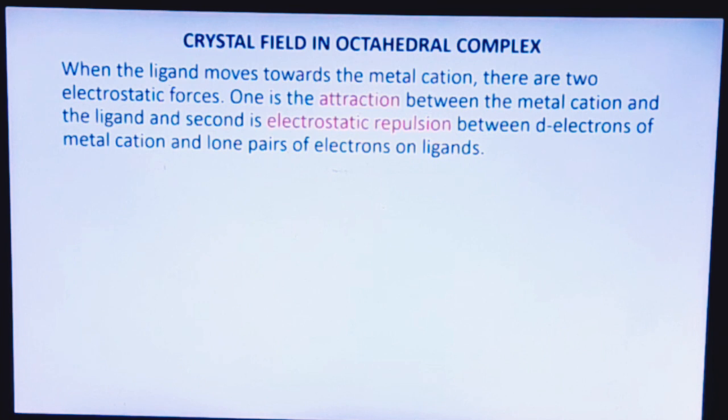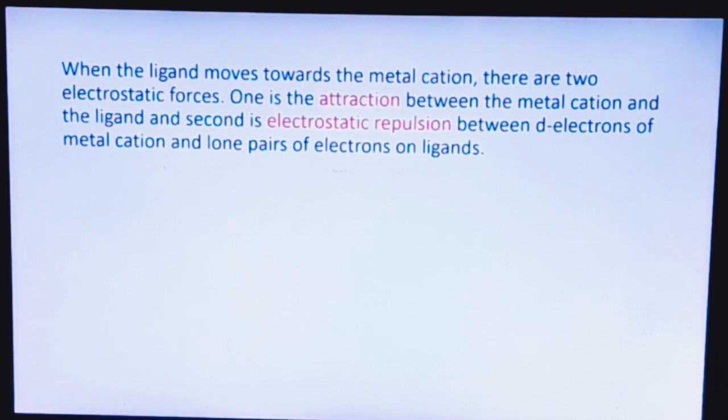Okay, thank you very much. Let's end here. This is a brief introduction to crystal field theory. Next time we'll look at how the interaction occurs in an octahedral complex and then a tetrahedral complex. Thank you.